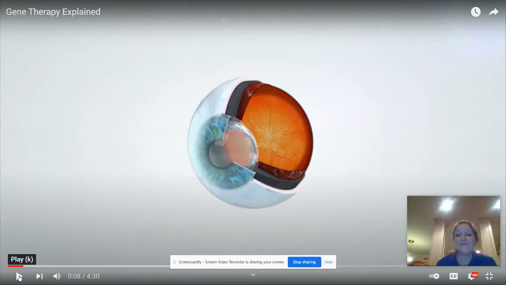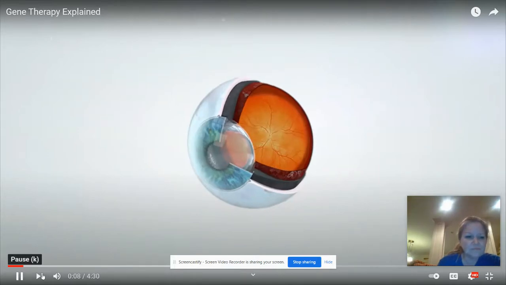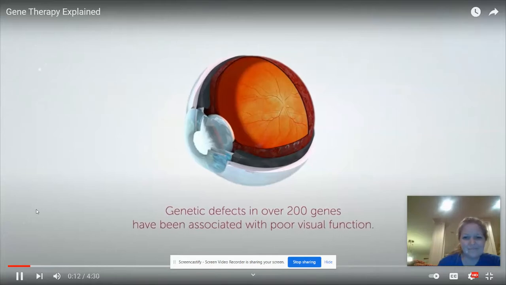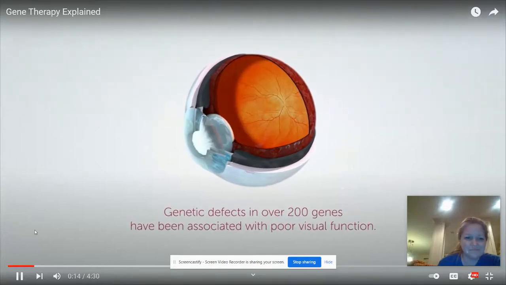And then over time, as mitosis of those cells generates more cells, it creates a situation where the mistake has been corrected at the level of the genome. Okay. Ophthalmology. Genetic defects in over 200 known genes have been associated with poor visual function.